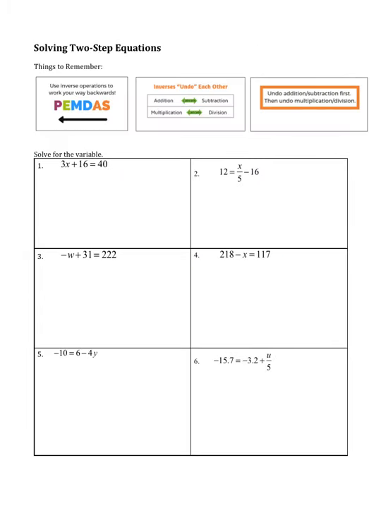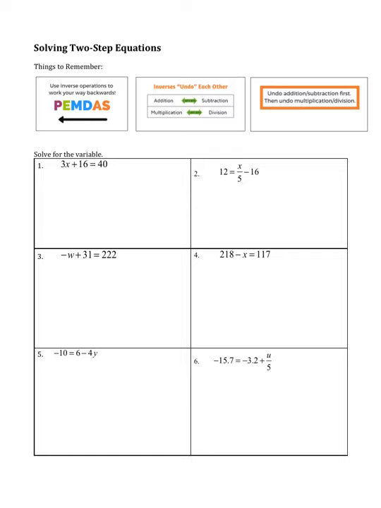Now we're going to work on solving our 2-step equations, but we've got to remember a couple things. Look at the top of the page. We say we work backwards, use inverse operations to work backwards. Okay, that sounds really weird. An inverse operation is an operation that undoes. Addition undoes subtraction. Subtraction undoes addition. They're the opposites. So you undo addition and subtraction first. We do that because we want to move any extra numbers away from our variable.